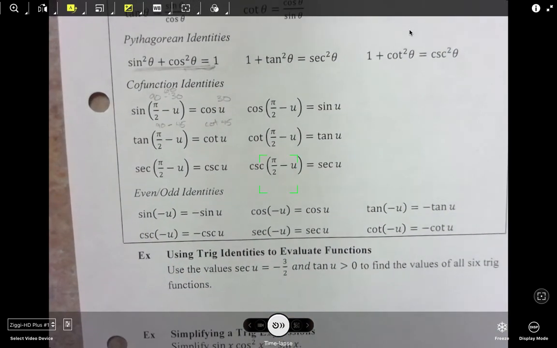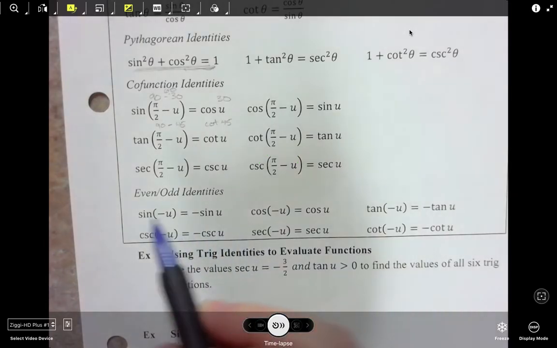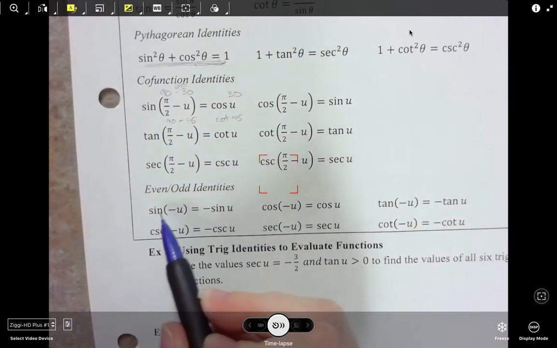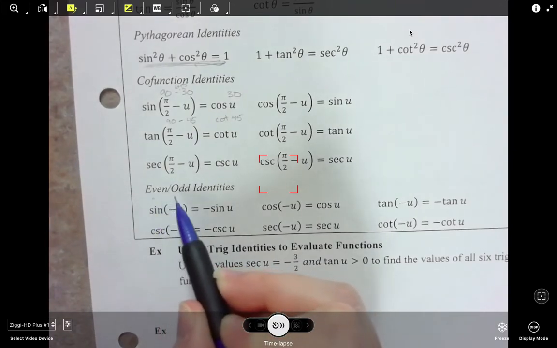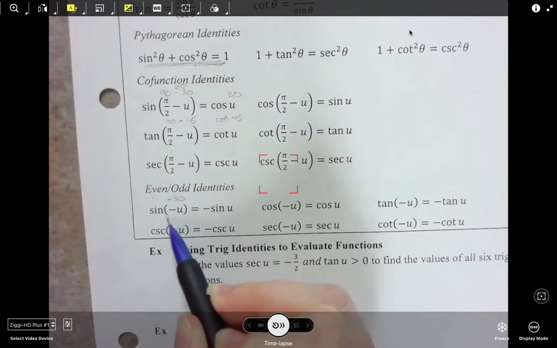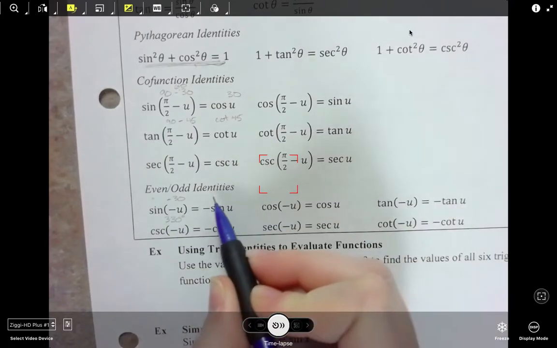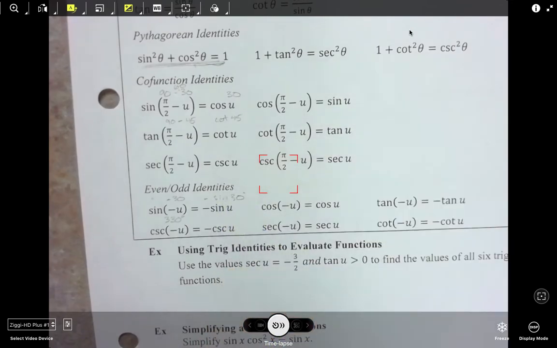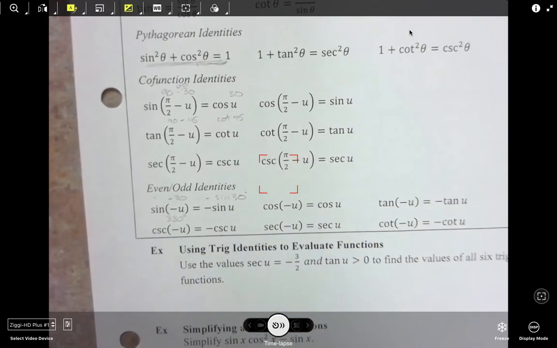Another way to help simplify stuff down below. Even and odd identities: sine of negative u is the same thing as negative sine of u. So if I have sine of negative 30 degrees, which would be like sine of 330 degrees, that's the same thing as negative sine of 30 degrees. You can look those up on the unit circle if you want to, but those are just ways to help simplify some functions down below.